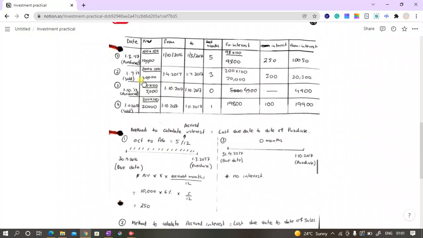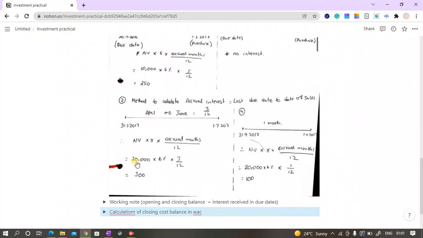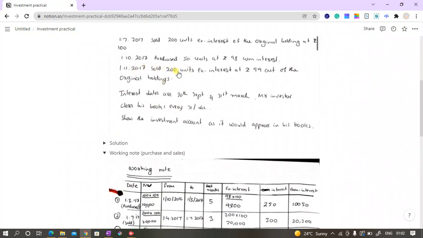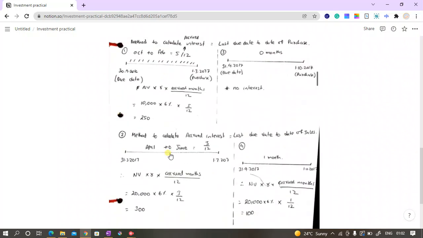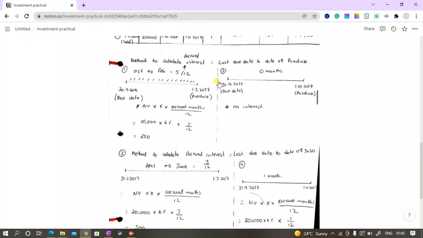So the face value will be 20,000. 20,000 is already given in the question. How many units did we have? So we had sold 200 units of 100 rupees each. So 20,000 into 6% into 3 by 12, we have 300.